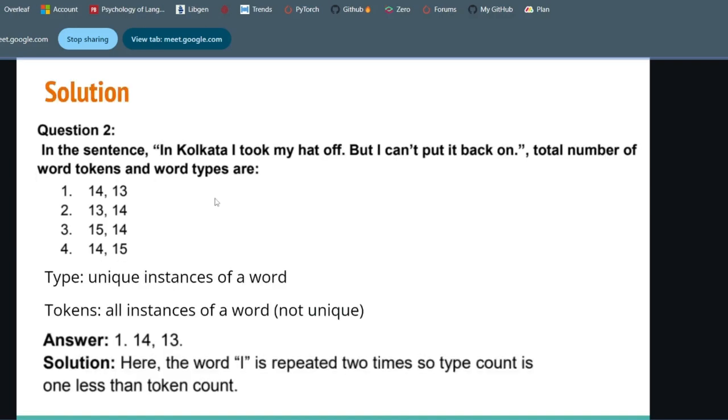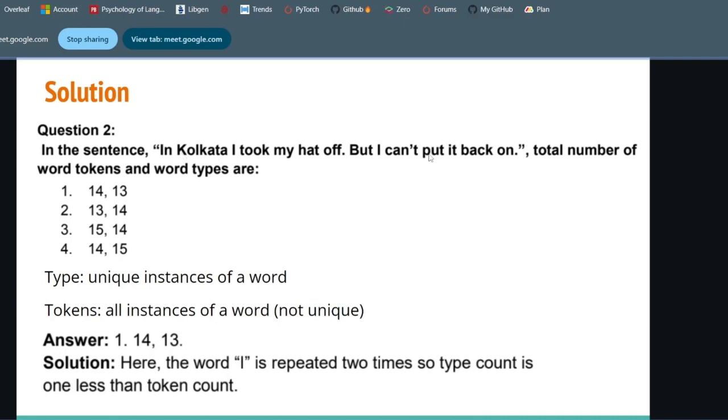So how we approach this problem is we first need to understand the difference between token and type. As discussed by the professor in the video lectures, types are nothing but concepts. They are unique instances of the word present in the sentence or the corpus, whereas tokens are all possible instances, not necessarily unique ones, of the word in the corpus.